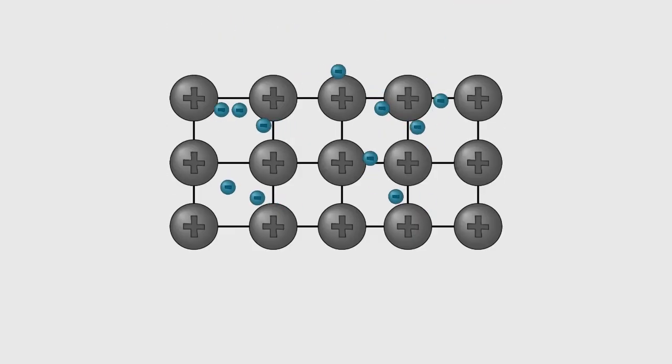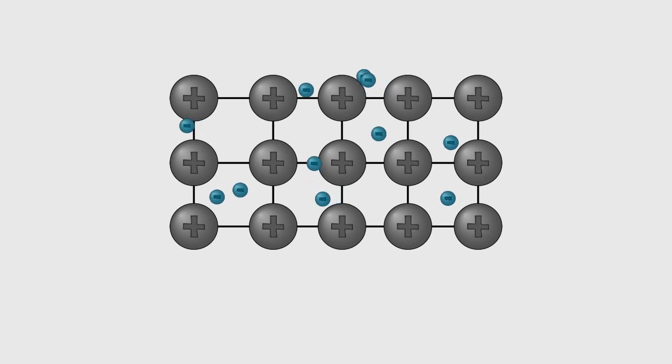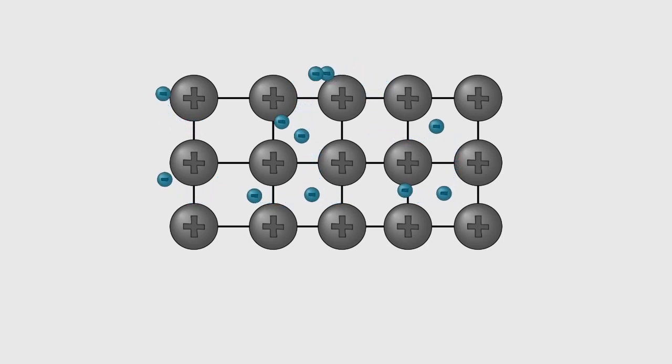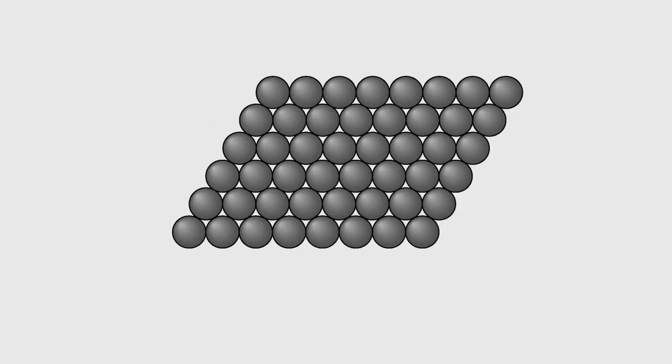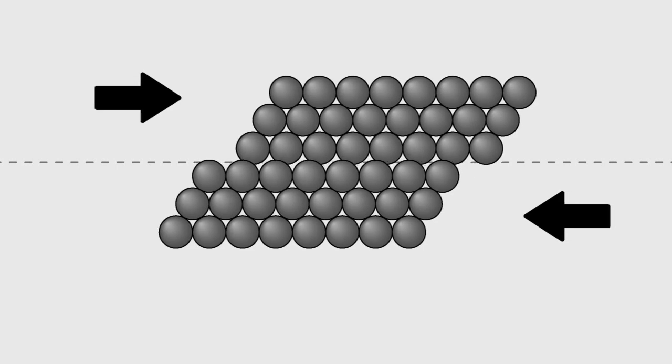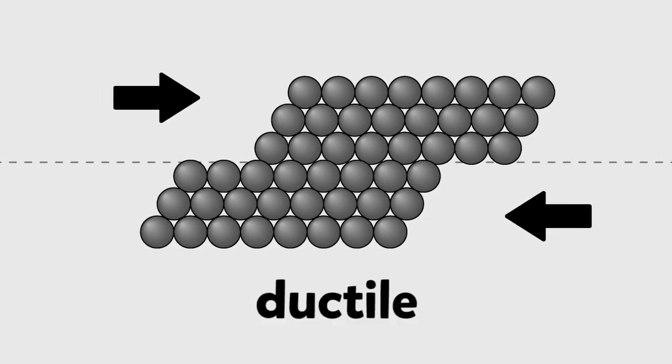Because there are still not enough electrons to complete the outer shell of any of the atoms, the electrons can move easily from one atom to another, making metals good conductors of both electricity and heat. And because the electrons are not localized in fixed bonds, the atoms can slide past each other, making them ductile, allowing the metal to change shape.